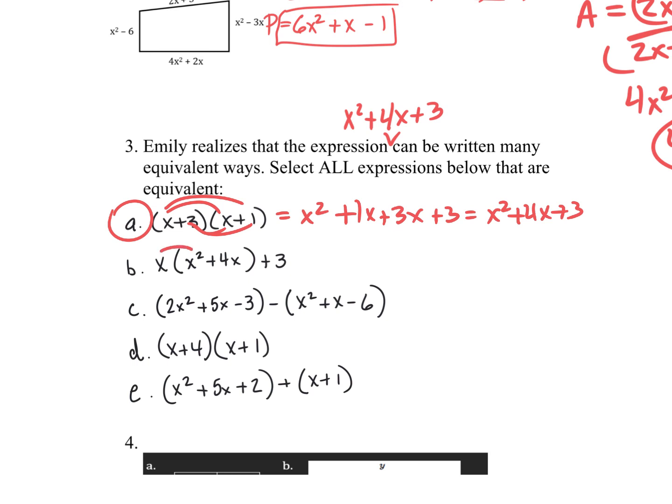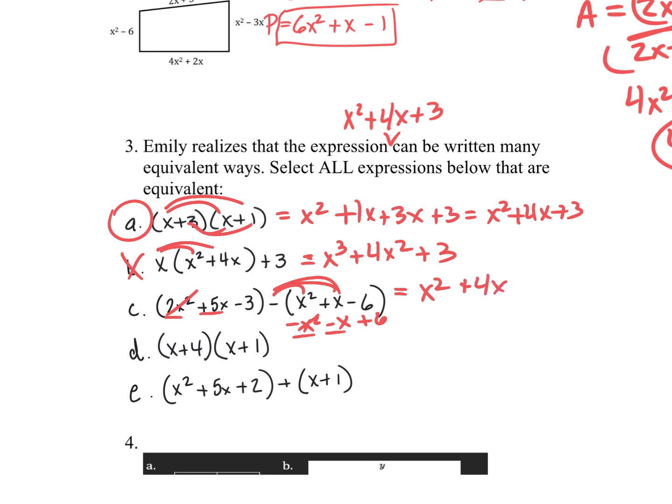All right, B, x times x squared is x cubed, and x times 4x is 4x squared, plus 3. No, the exponents are too high. Can't use that one. All right, we're subtracting in C, so we need to distribute the negative. That's negative x squared minus x plus 6. Now we combine like terms. 2x squared minus x squared is x squared. 5x minus x is 4x. And negative 3 plus 6 is 3. So C is equivalent.